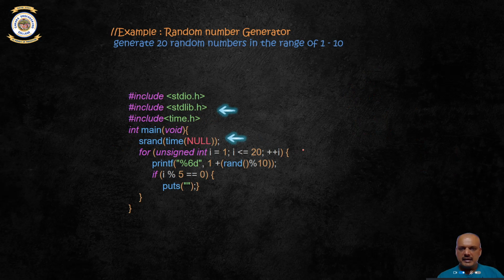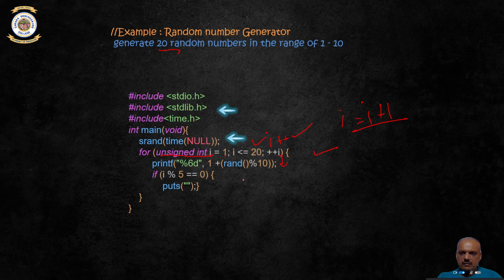Okay, having done that, I need to generate 20 random numbers. You have guessed it right, I use a for loop. An unsigned int is taken as a counter. The initial value is 1, the exit condition is less than or equal to 20, so 20 numbers get generated. You can write i plus plus or plus plus i, it doesn't make any difference, because this is post increment and this is pre increment. Every time this gets executed, i becomes i plus 1. So it gets incremented. That's the takeaway.